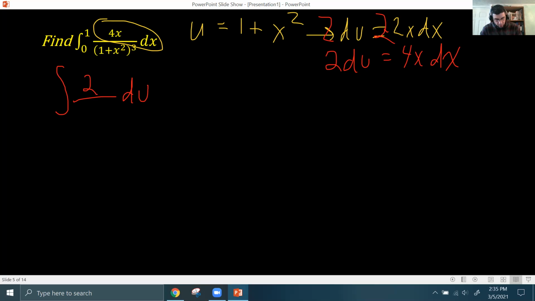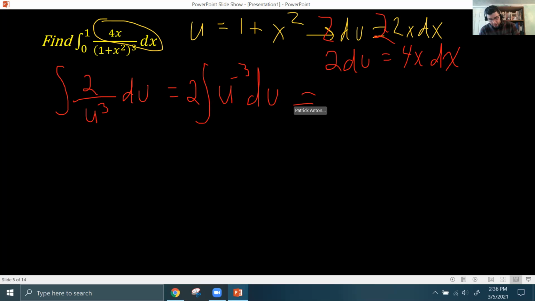Now, I'm going to leave the limits off because the original limits are in terms of x, and now I'm switching the problem to being in terms of u. So technically speaking, the 0 and 1 as the limits would be incorrect. But we will bring those back in a couple of minutes here. So I could rewrite this, factor the 2 out, bring the u up as u to the negative third power, du. And now this is just a power rule problem.